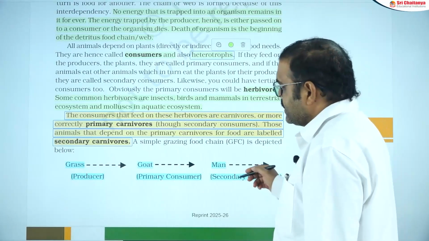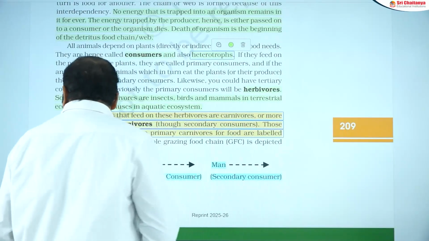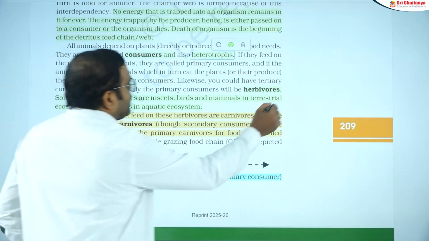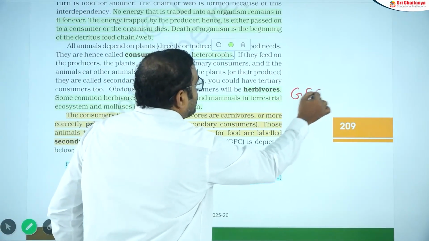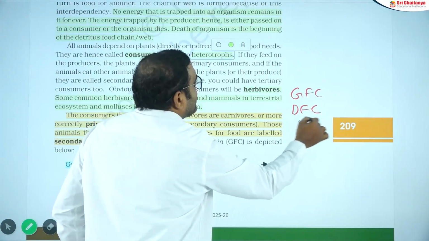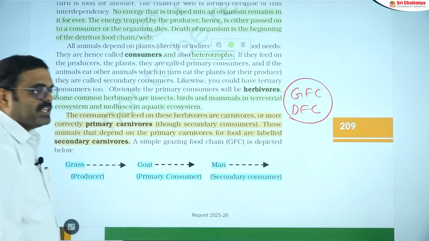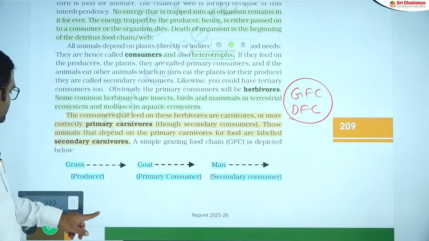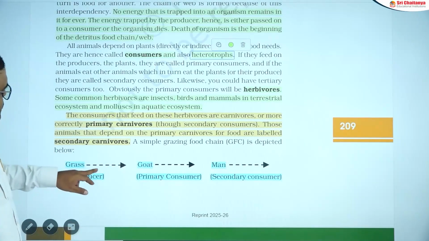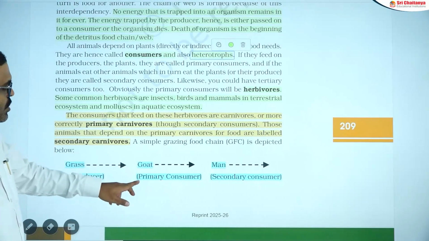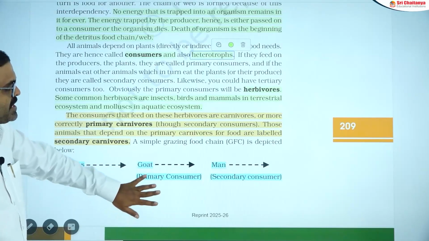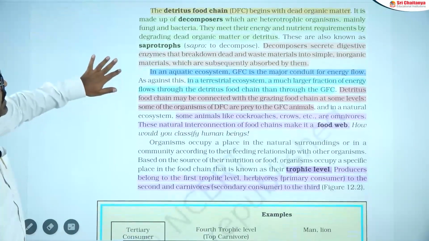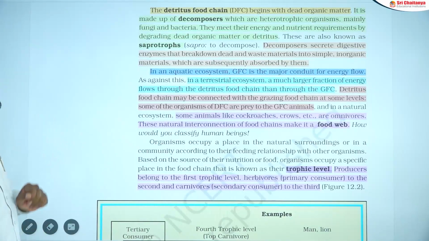Grazing food chain. There are different types of food chains available in nature. The grazing food chain and the detritus food chain are very important food chains we need to understand now. Then the next point: grass is a producer, the goat is the primary consumer, and man can be the secondary consumer. This is the basic level of the grazing food chain.